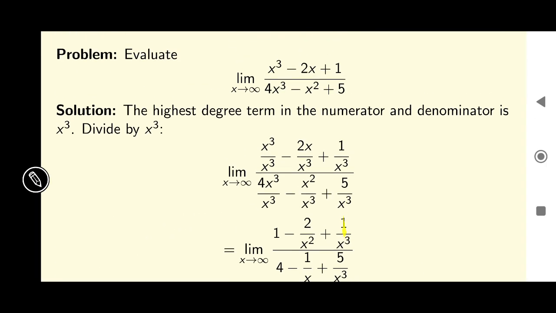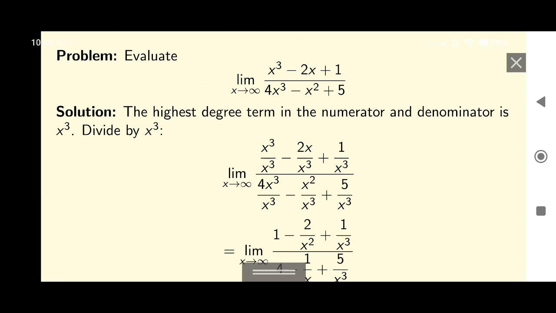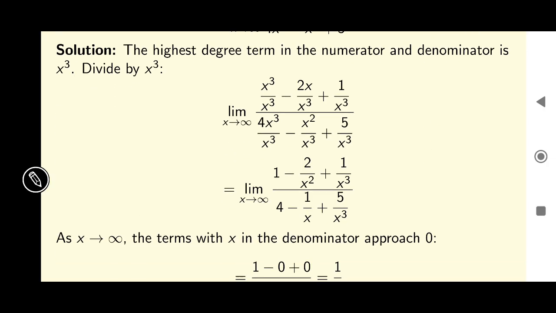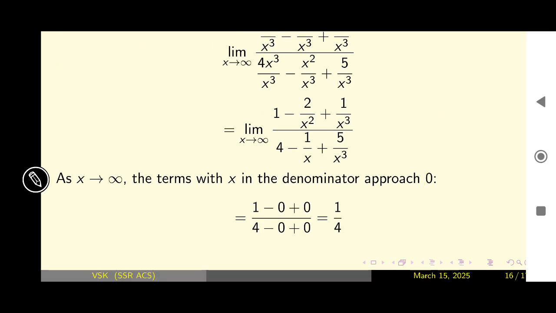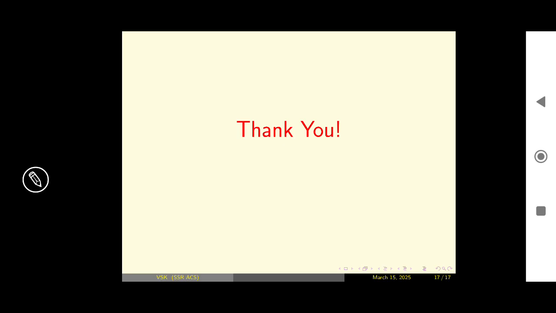In this example also, the infinity by infinity term will come, so we divide by x cube. Why are we dividing by x cube? Because x cube is the highest power, so you will be left with this expression. And now from here, when you put x tends to infinity, all these terms, these two terms will become 0, and you will be left with 1 minus 0 plus 0 upon 4 minus 0 plus 0, and you'll get the final answer 1 by 4. So in this way, these three types of examples can be dealt with. Thank you very much.